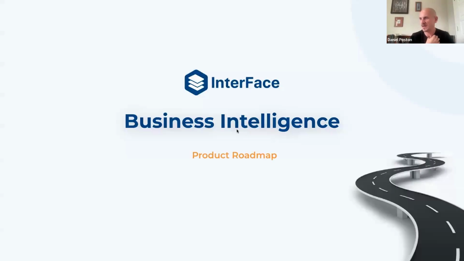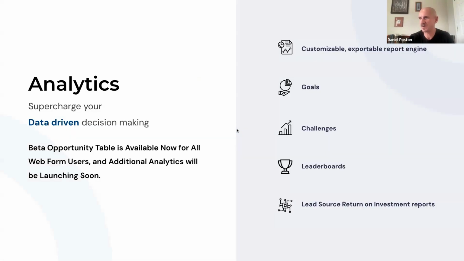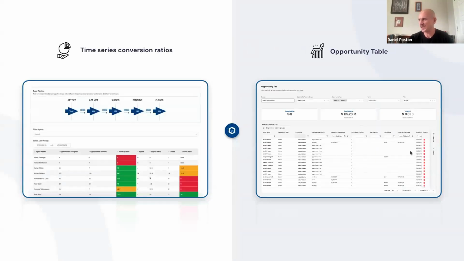All right, so quickly, I'm going to go over our roadmap plans for the future. We're also working on an analytics platform. It's actually in beta now. We have an opportunity table which operates kind of as a spreadsheet. It's available to any of our web form users, and we are going to have additional analytics launching soon. So this is what the opportunity table looks like. We're about to launch a conversion ratio report. Right now this comes with all of our web form subscriptions, which is what the Skyslope integration is going to be built off of.